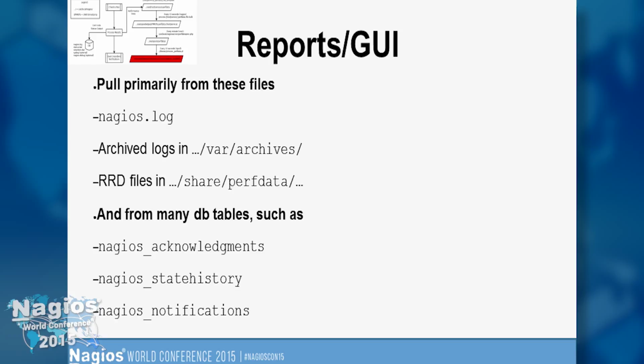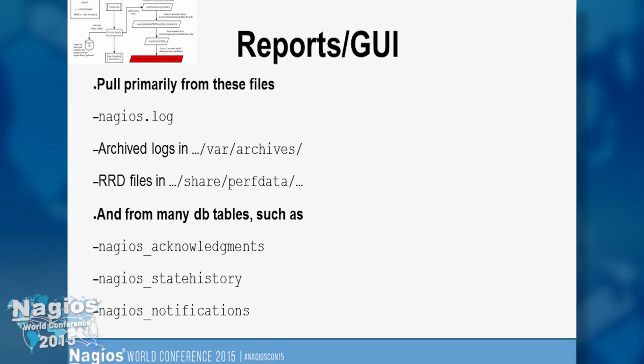Nagios.log is used by both core and XI to pull information about the state history, timestamps. Was it okay? Was it warning? Was it critical? How okay was it? How warning was it? How critical? And then the archive logs get stored in user local Nagios var archives. And that can be set to rotate daily, weekly, what have you. And then the RRD files, of course, ultimately get stored in the share perf data, host name, service description.